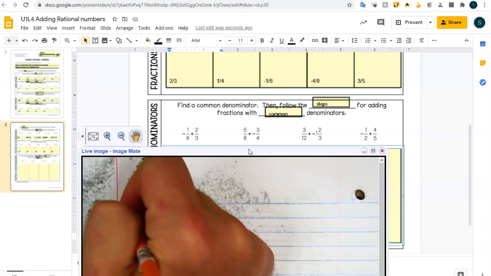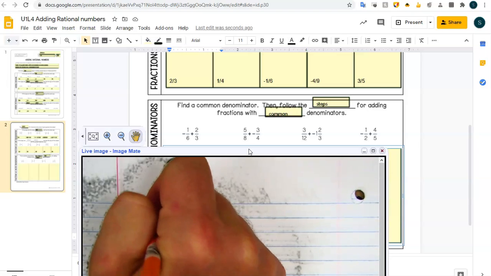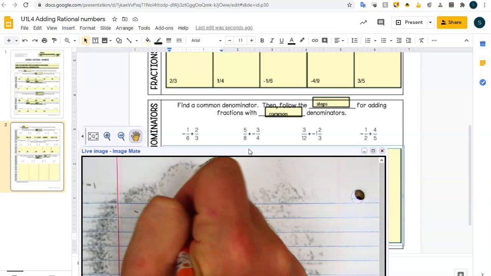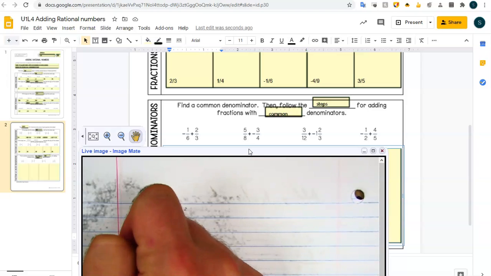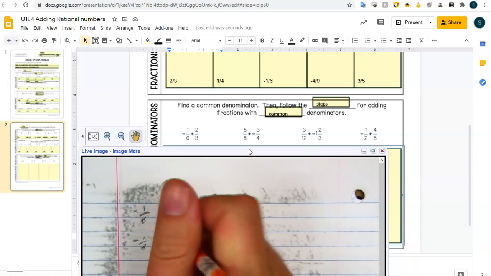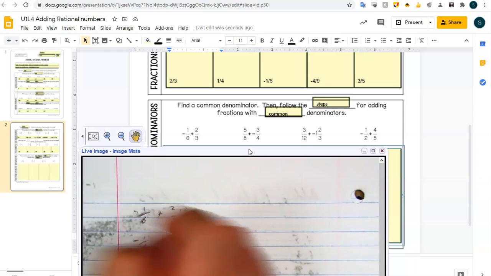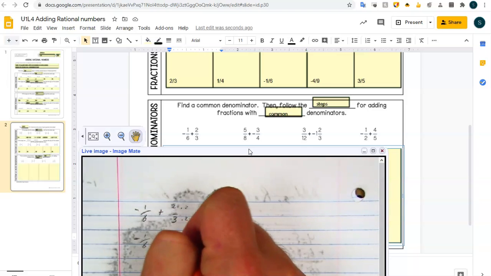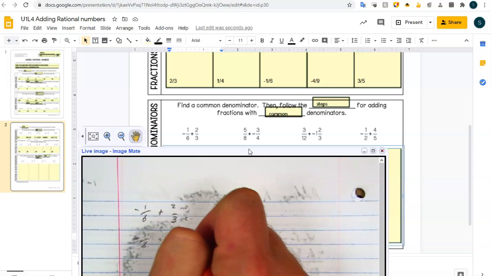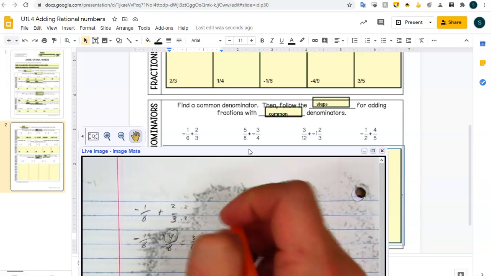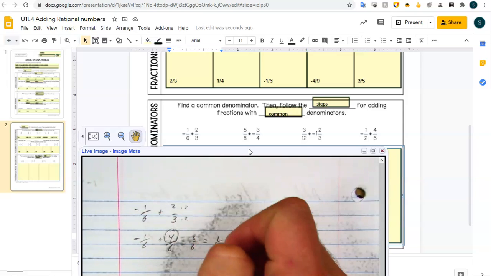So we've got a negative 1/6 plus 2/3. Well, this is the one we're going to change. We're going to multiply the top and bottom by 2. So this is negative 1/6 plus 4/6. Now we can follow the same rules. They're opposite, so we subtract. So that's going to be 3 over 6. And it's going to be positive because our bigger term is positive. And so that's going to be 1/2.